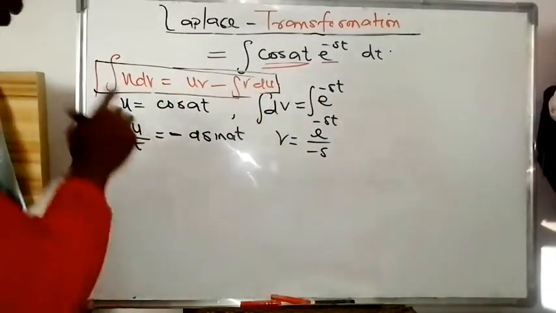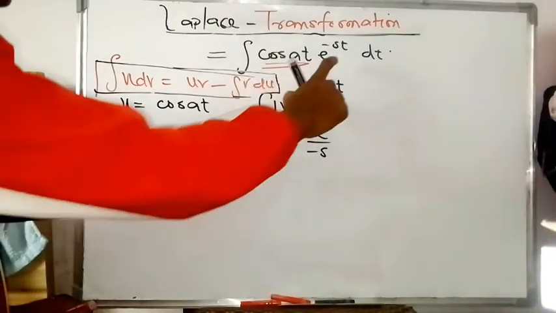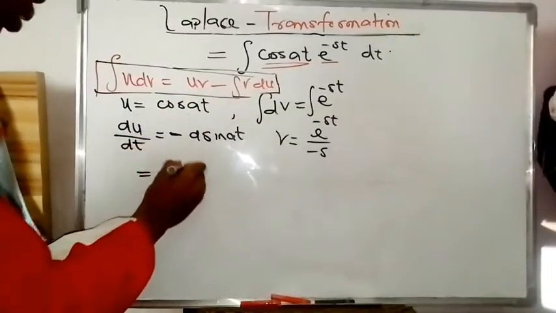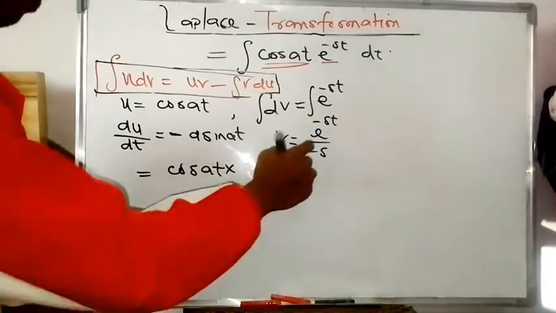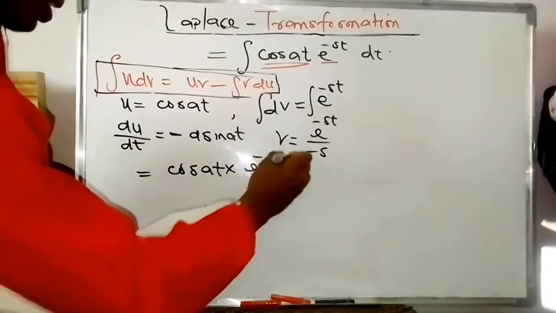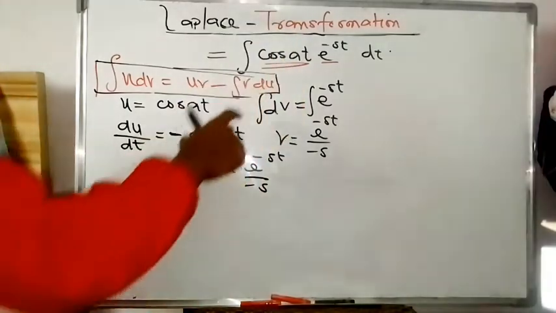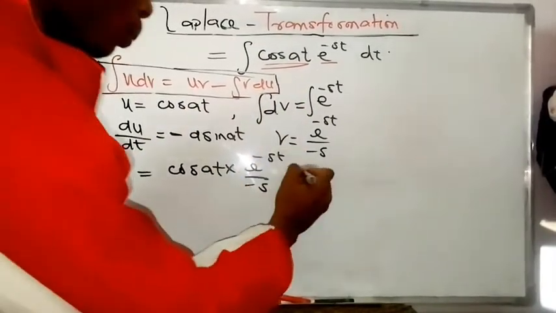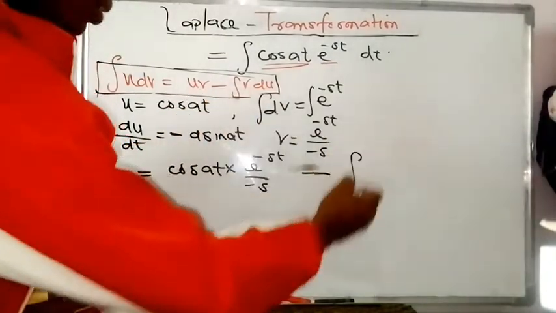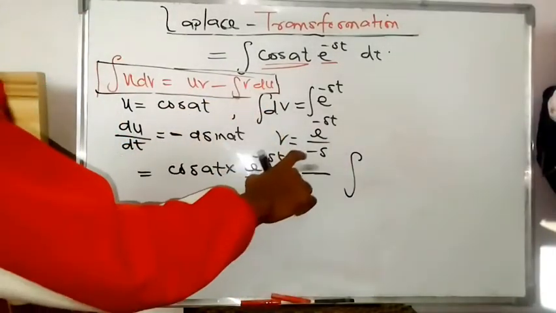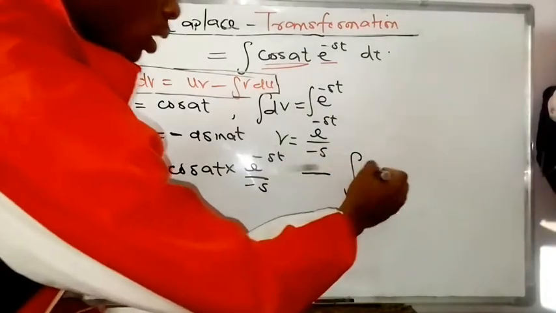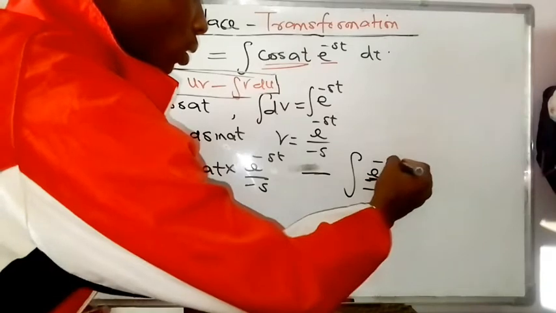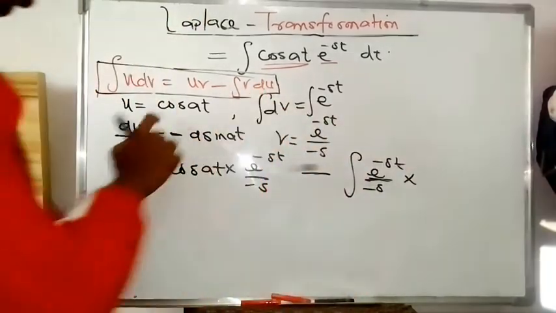So u dv, which is cos at times exponential minus st, is equal to my u, which is cos at, times my v, which is exponential minus st divided by minus s, minus the integral of my v, which is exponential minus st divided by minus s, times my du, which is what?